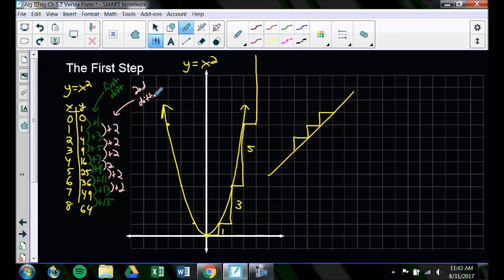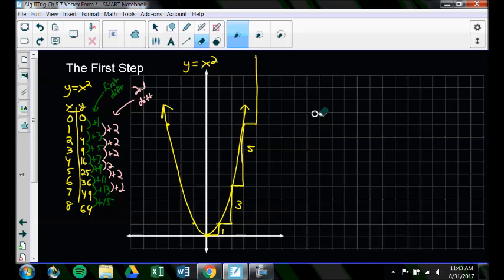But the second differences with quadratics are the same, which gives us a very handy pattern that we can follow. From the vertex, go up 1, then up 3, then up 5, then up 7, then up 9, wherever the vertex is. So let me just do a quick example for you.